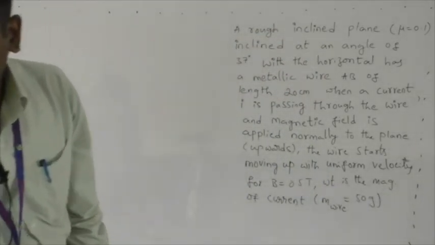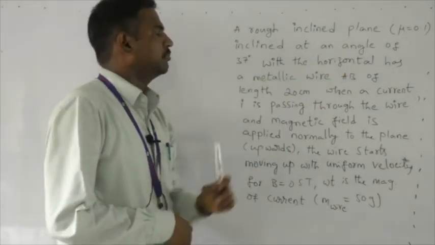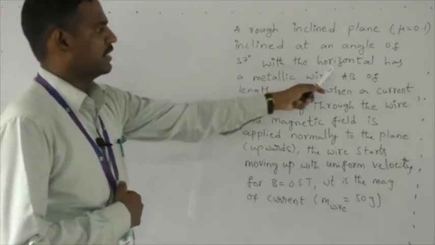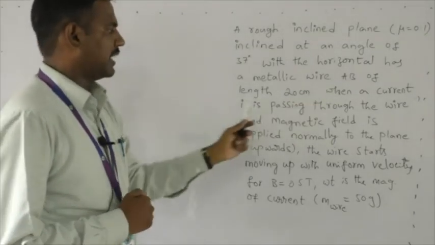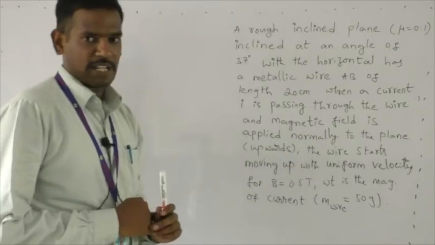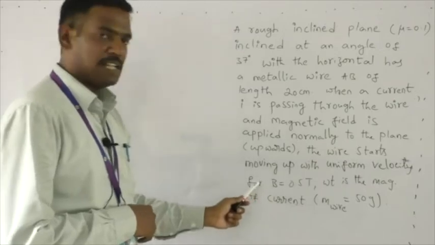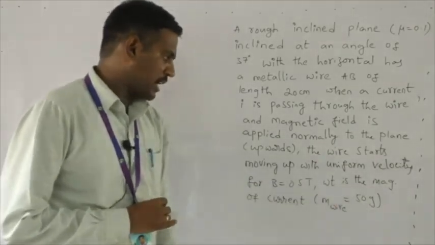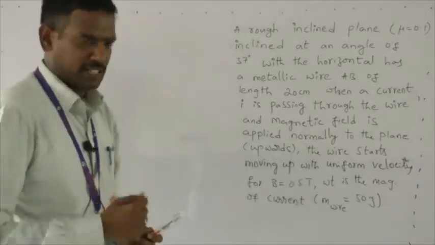Right? Now see this problem. Here we have a rough inclined plane whose coefficient of friction is given as 0.1, inclined at an angle of 37 degrees with the horizontal. It has a metallic wire AB of length 20 centimeter, and when a current I is passing through the wire, the magnetic field is applied normally to the plane, in upward direction. The wire starts moving up with a uniform velocity. For a given 0.5 Tesla magnetic field intensity and mass of the wire 50 grams, what is the magnitude of the current that has to pass through the wire? That we have to find out.